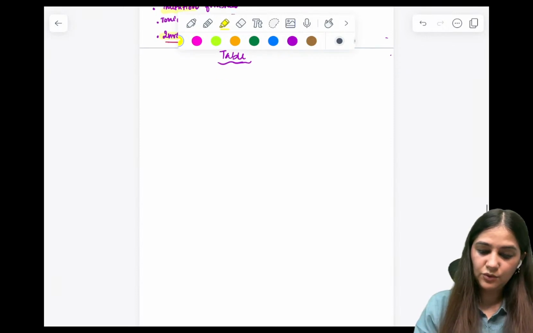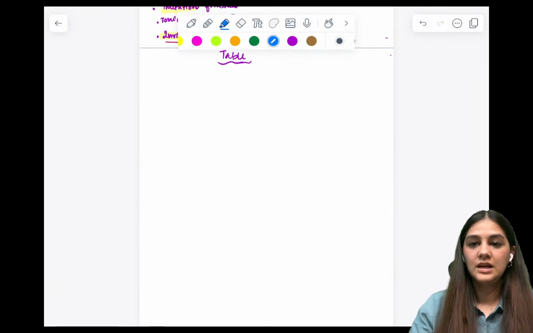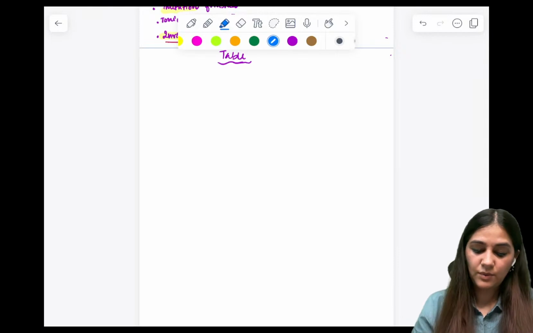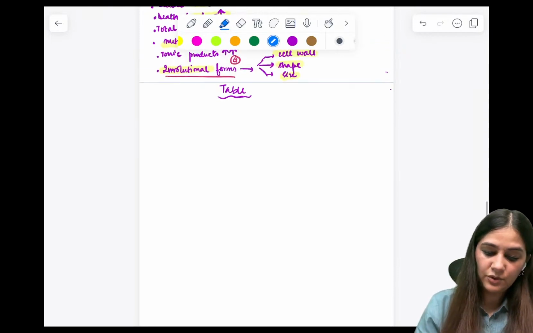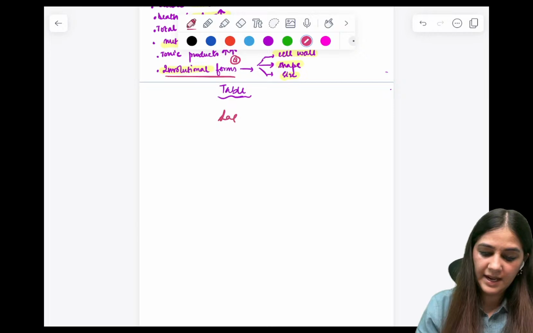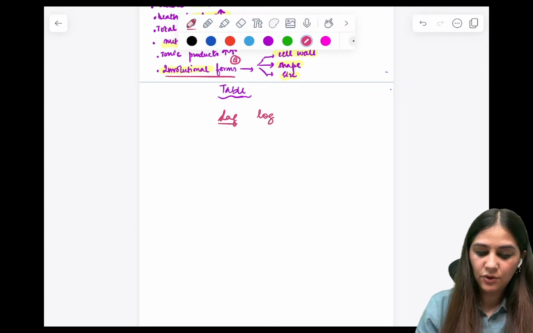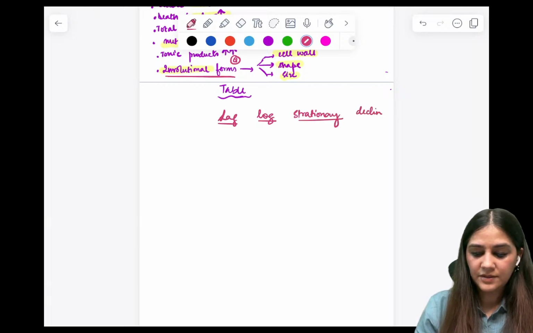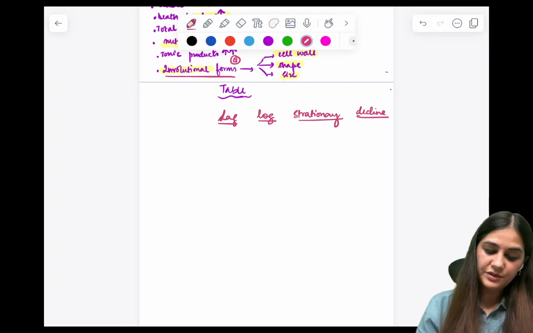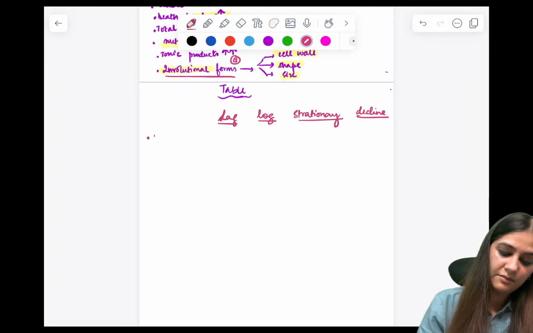So now we are going to make a table. I want everybody to make a table so that everything is there in one place only. So here we are going to write about all the four phases: the lag phase, then the log phase, the stationary phase, and then the decline phase, right? So what is the first thing that we are going to write? We are going to write about the division.